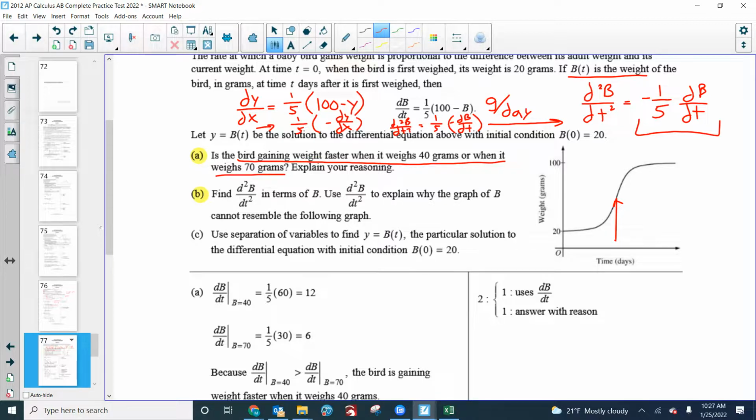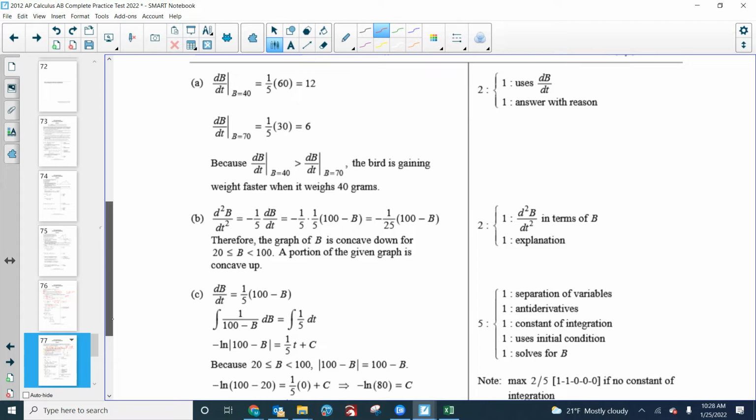dB dt is always positive. Well, if dB dt is always positive, what's negative 1/5 times positive? Negative. The second derivative should always be negative. Do you agree? What should the graph of w always be if its second derivative is always negative? Concave down, right? So that's tough. Let's just agree. This is a tough problem, right? That's a tough problem. You have to kind of chip away at it, all right?